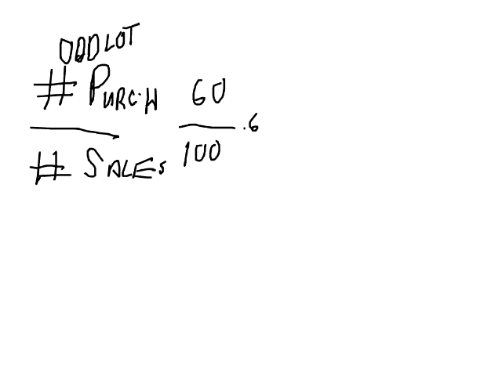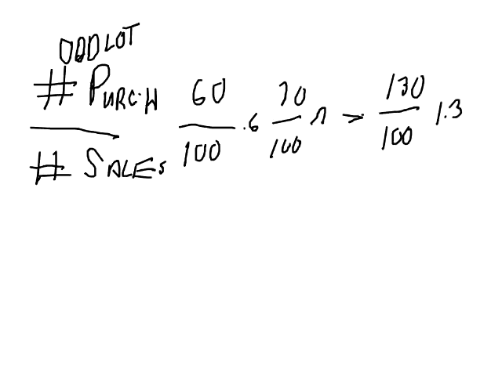And then you had 70 over the 100. We're at a 0.7, right? Well, you can keep moving up the ladder. So maybe you had 130. I'm going to keep the sales the same. Over 100, and now you're at a 1.3.